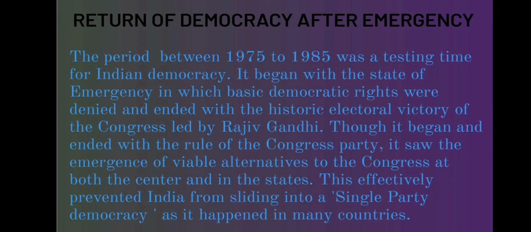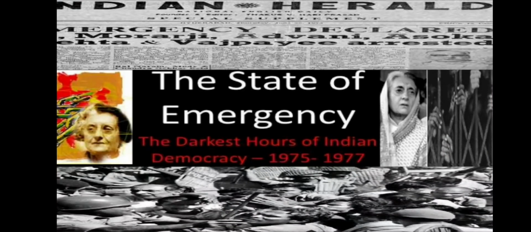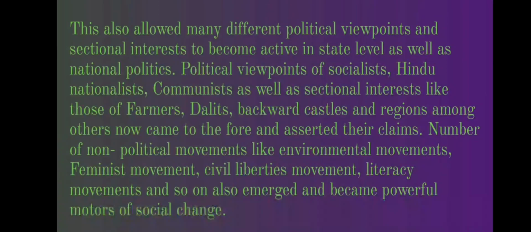Usually, when a party has dominance from the beginning, it tries to keep the same dominance. But in India, the trend changed. The transformation took place from the domination of one party to giving priority to the ideology of different political parties also. Here, the state of emergency, which was considered the darkest hour of Indian democracy, 1975 to 1977.